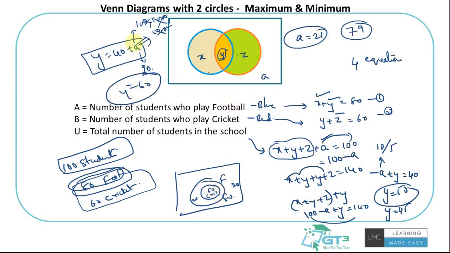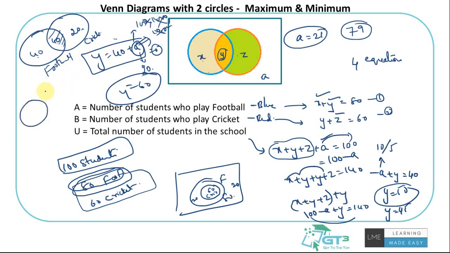What is the worst possible case? I make A 0. Is that a possibility? Yes. How would I make it? A is 0, so Y is 40 automatically. So that gives X as 40 and Z as 20. So there are 40 plus 40, 80 students who are playing football. There are 40 plus 20, 60 students who are playing cricket. And what is this value of Y? 40. So that's the minimum value. I cannot go beyond that.